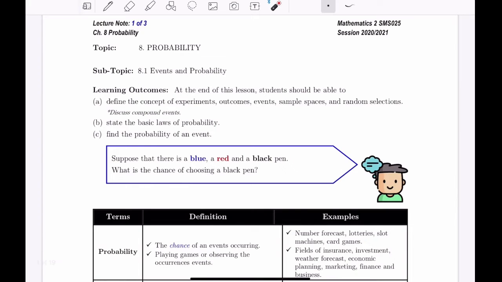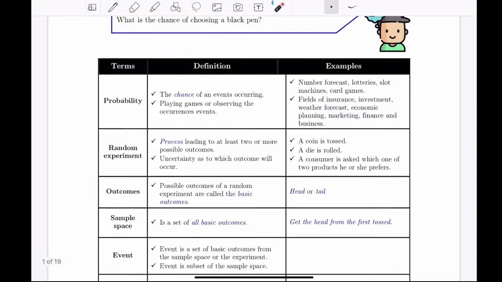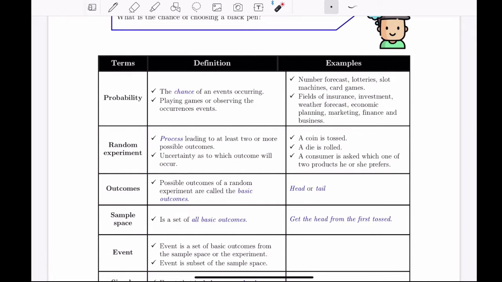So suppose that there is a blue, a red, and a black pen. What is the chance of choosing a black pen? That is an example of how you use probability. So the definition of probability is the chance of an event occurring, playing games or observing the occurrences of events. So for example, probability is used widely in number forecast, lotteries, slot machines, card games. It is also used in fields of insurance, investment, weather forecast, economic planning, marketing, finance, and business.